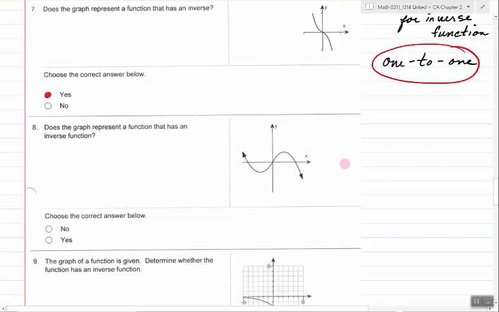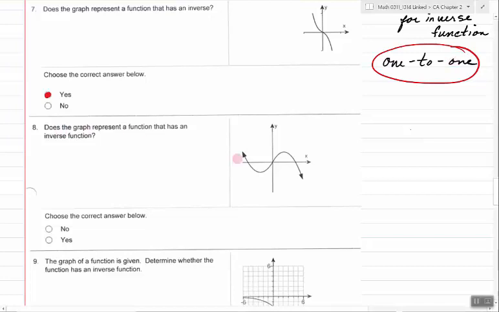Back when we first studied functions, we said the definition of a function was a relation in which each x had only one y. Well, now a function is a one-to-one function if each x has one y and each y has one x. So it goes both ways now.